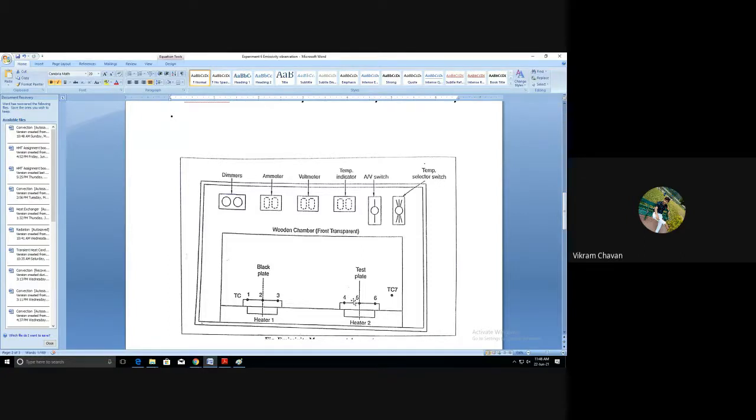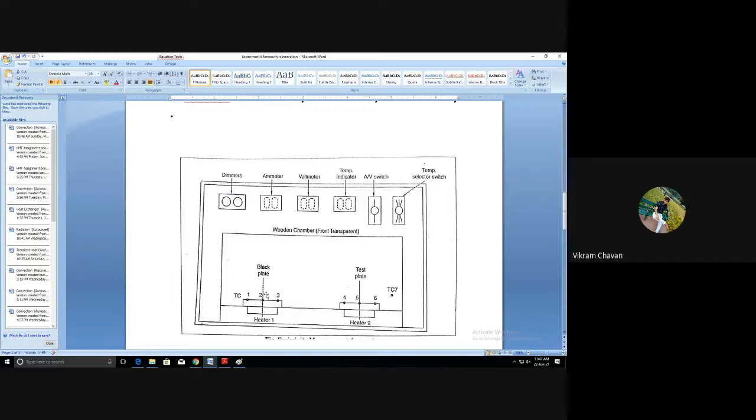So when we achieve this state, where both have the same temperature, we will take the final reading. To take the readings, you have the temperature indicator, which will measure the black plate temperature and test plate temperature. And one more temperature we require is the compartment temperature or the surrounding temperature for the calculation purpose.